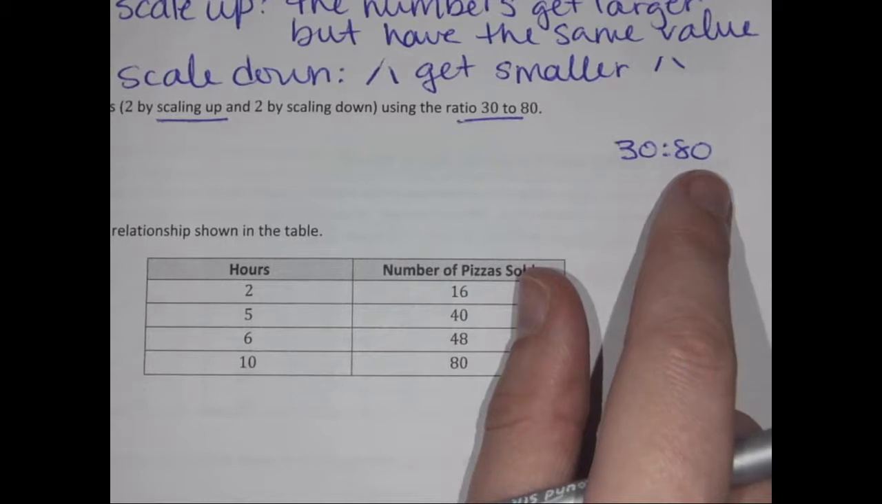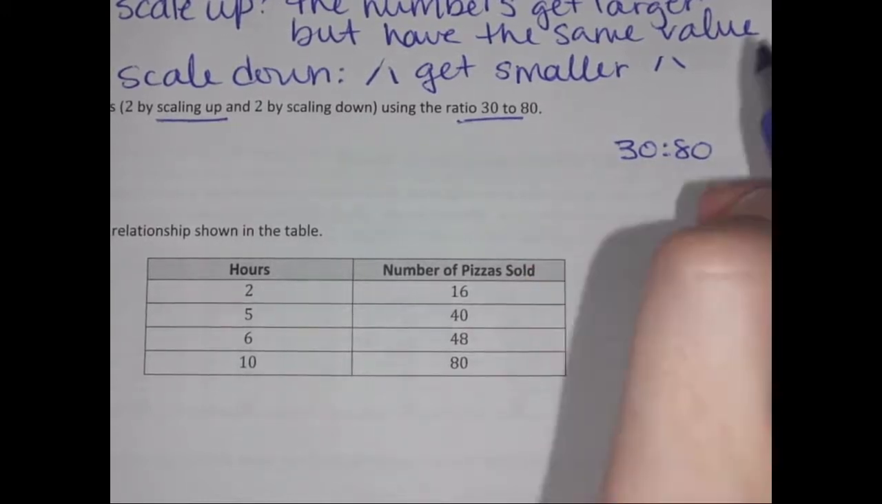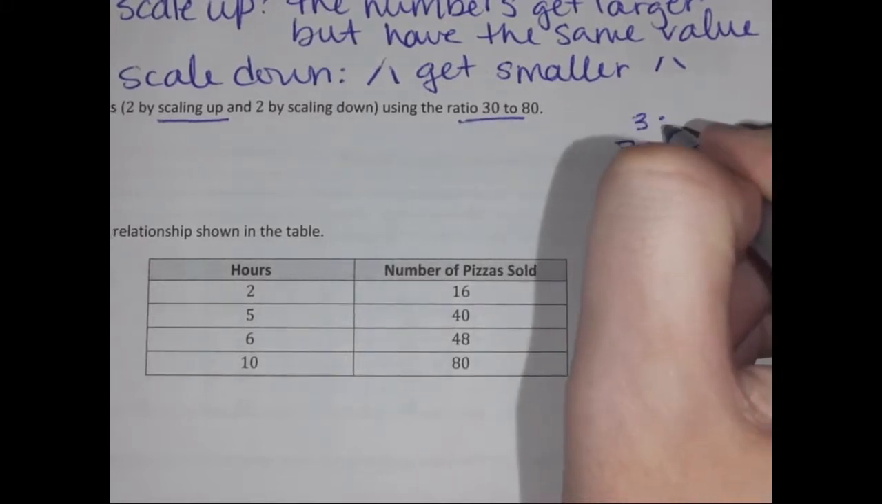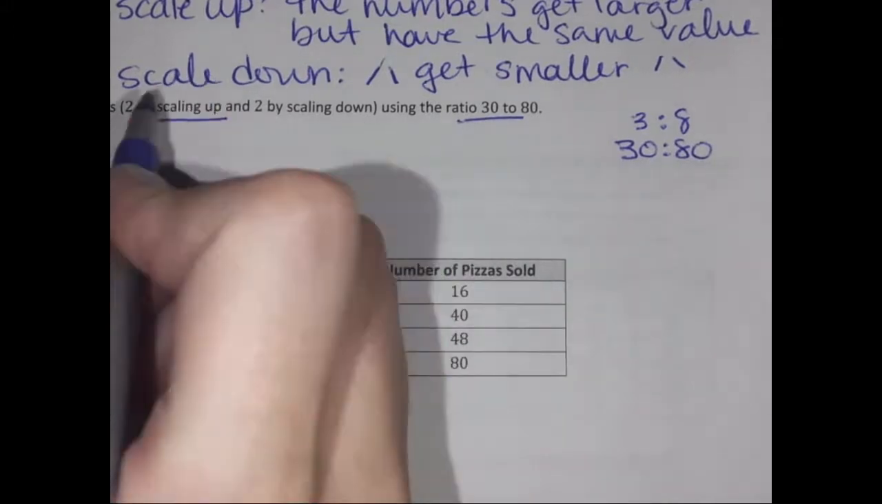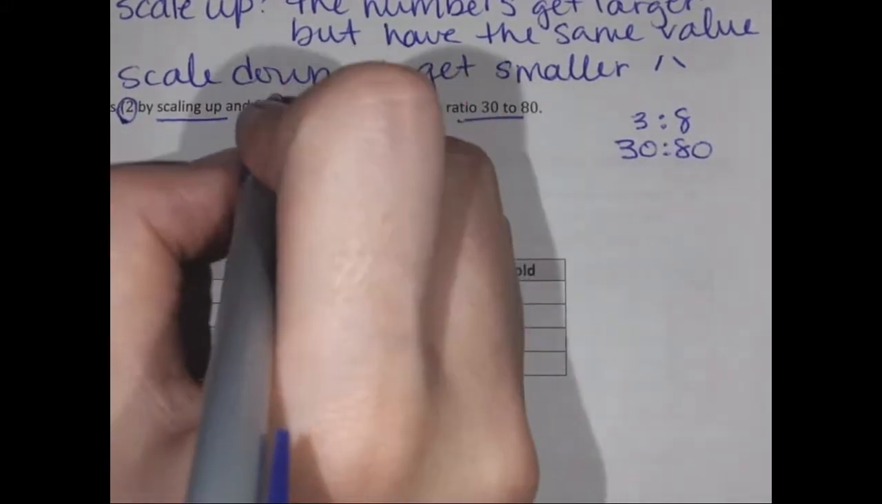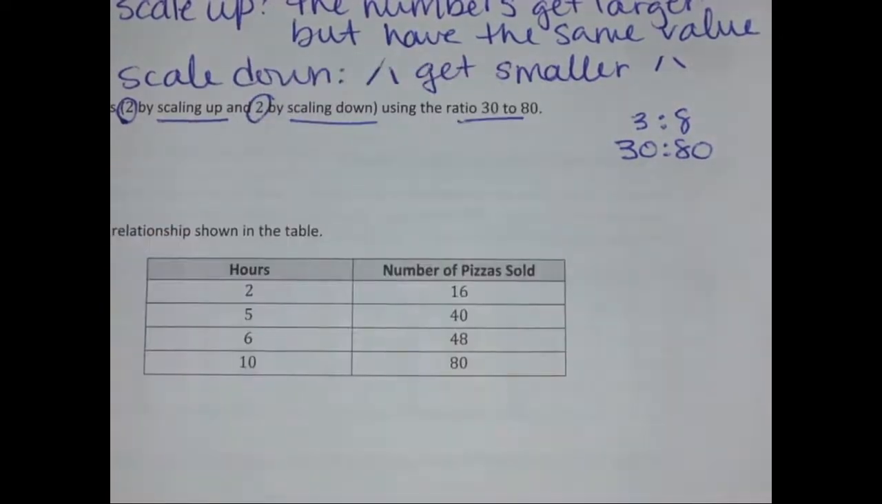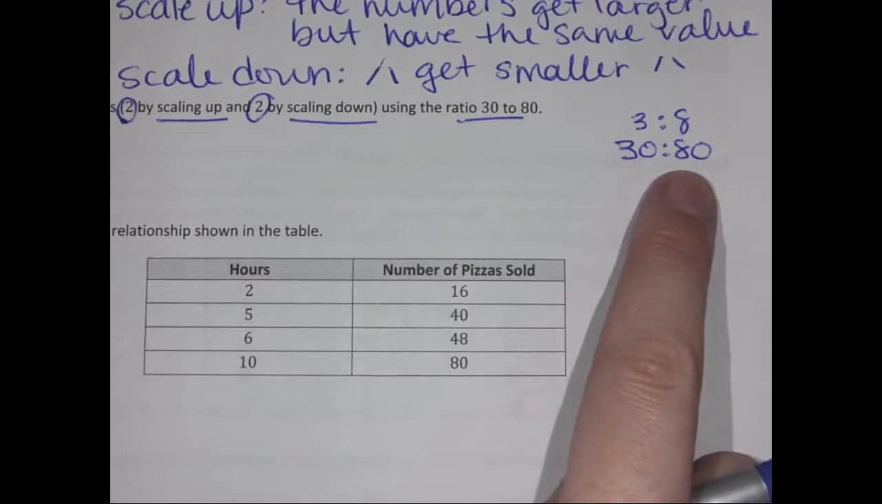So Devin chose 10. If we divide 30 by 10, we get 3. If we divide 80 by 10, we get 8. Now, it said we have to make 2 ratios by scaling up and 2 ratios by scaling down. So we have to scale down in a different way for our second ratio. Yes, Isaiah. I can divide it by 2.